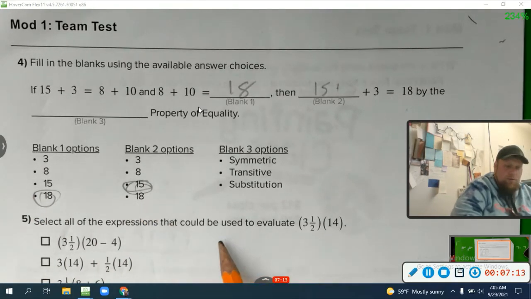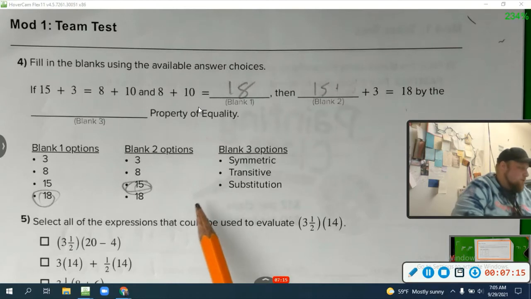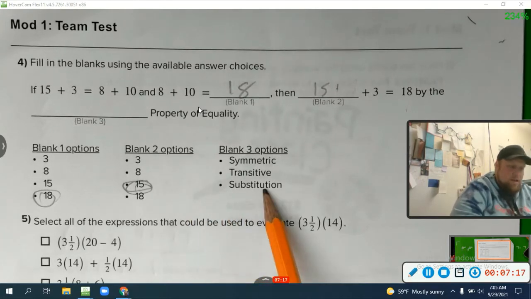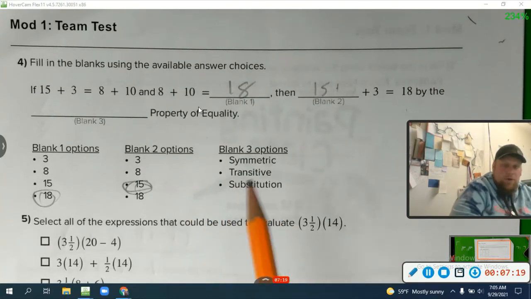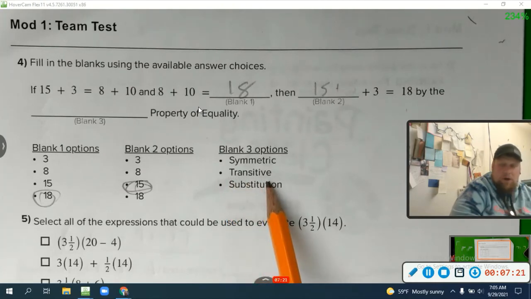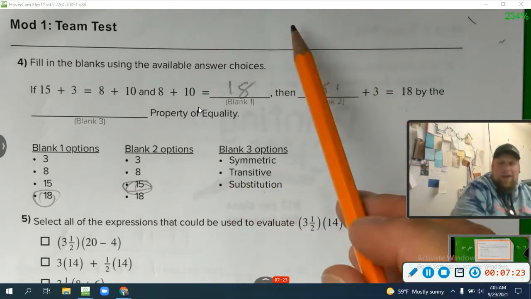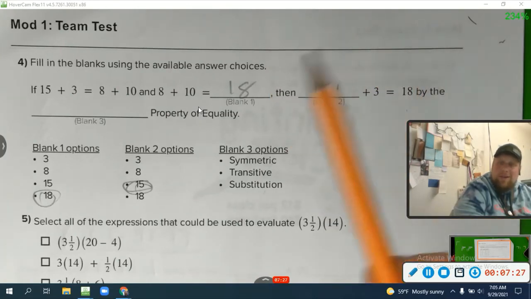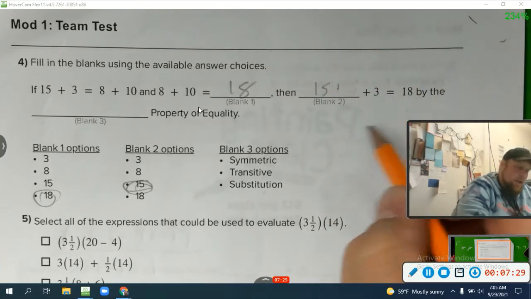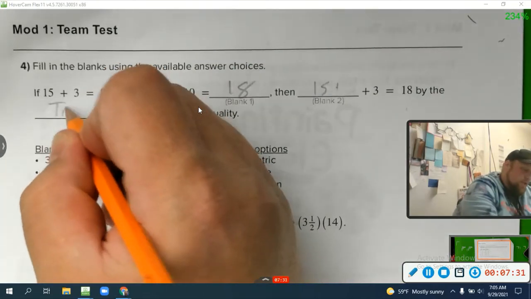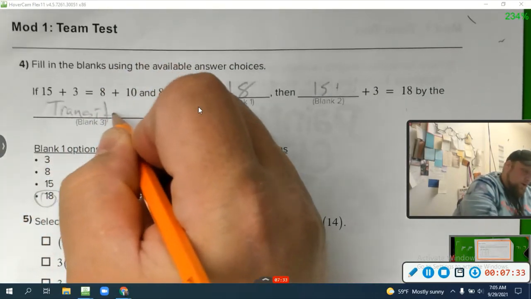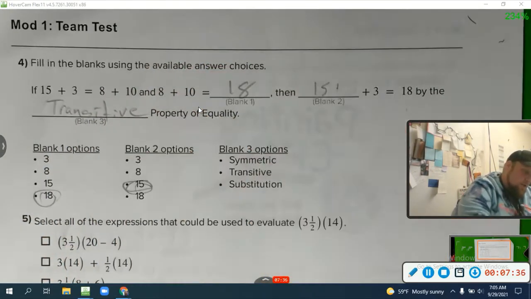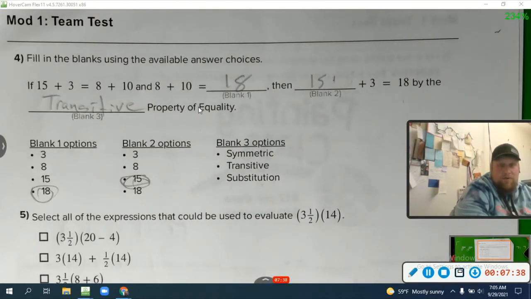Now, what property is that? It's not symmetrical, and it's not substitution. We're not just subbing in. What we're doing is called the transitive property. It's that whole thing: if A equals B and B equals C, then A must also equal C, right? And that's what we're using as the transitive. Again, know your properties. We use them a lot in proofs in the future.